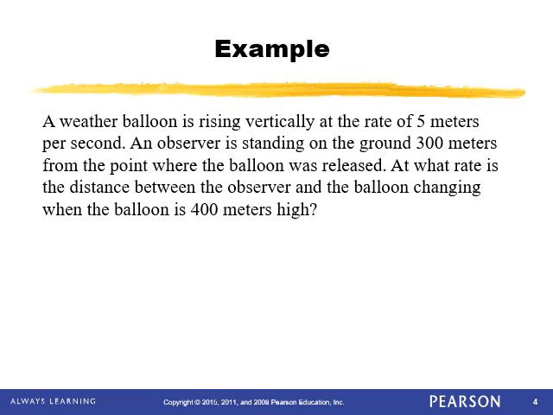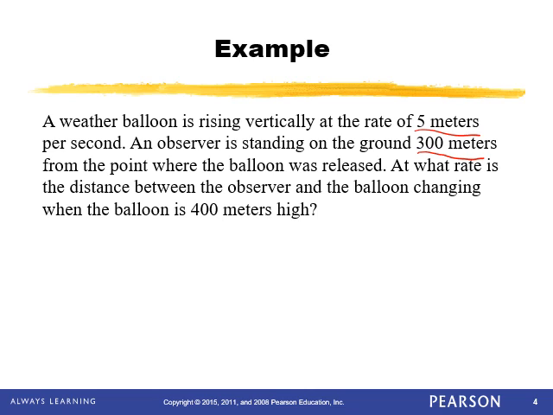So let's take a look at our first example. A weather balloon is rising vertically at the rate of 5 meters per second. An observer is standing on the ground 300 meters from the point where the balloon was released. At what rate is the distance between the observer and the balloon changing when the balloon is 400 meters high?